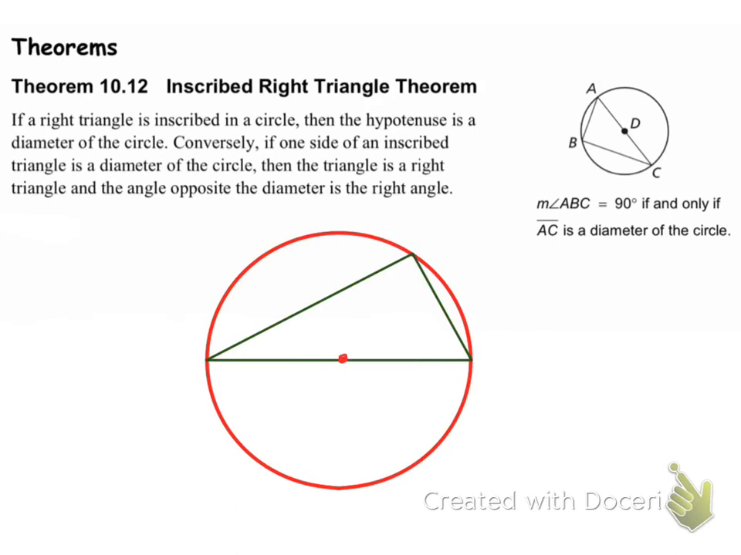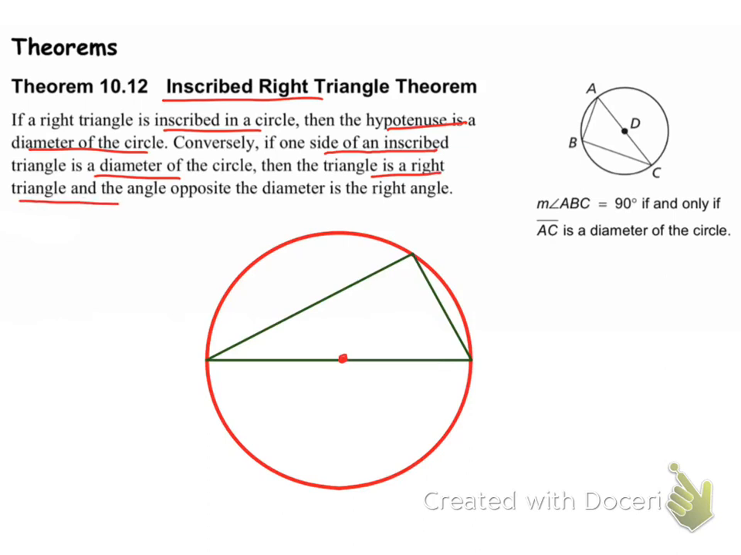If we have an inscribed right triangle, it means the triangle is supposed to be inside a circle. If we have a right triangle inscribed inside a circle, then the hypotenuse is a diameter. Or conversely, if one side of an inscribed triangle is the diameter of the circle, then the triangle is a right triangle.